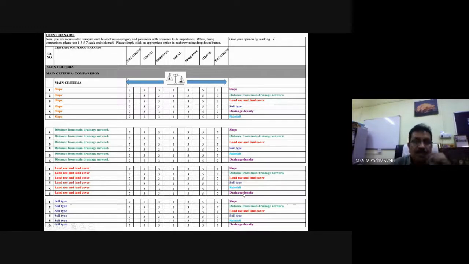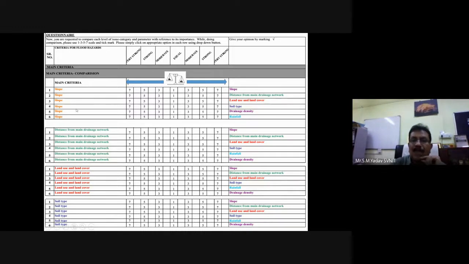Here, the meaning of comparison is that when you compare slope with slope, obviously the expert will mark 1. They are equally important. When we compare slope with distance from the main drainage network, out of these two, which one is more significant? Someone feels that slope is more significant than the distance of a particular point from the drainage network. The expert may tick mark 5 on this side.